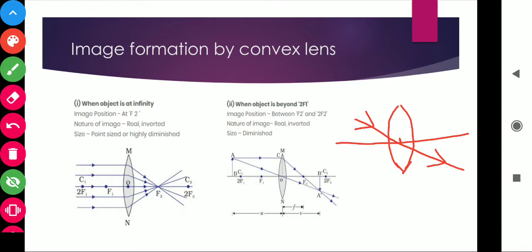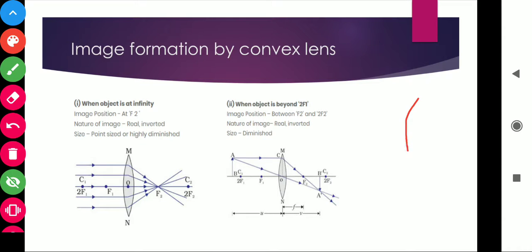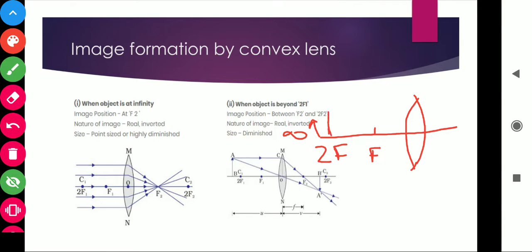Here also we can draw 6 images. How? When object is at infinity, beyond 2F, at 2F, between F and 2F, at F, between F and O. It means here we can draw 6 ray diagrams by the position of object. This is object. Okay, students.